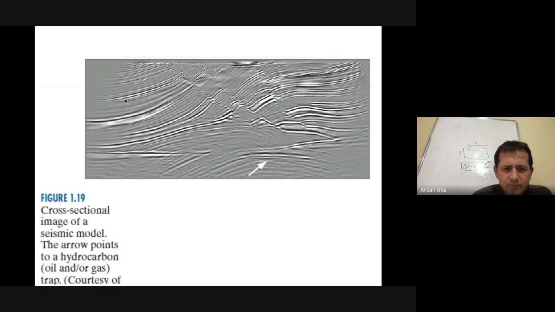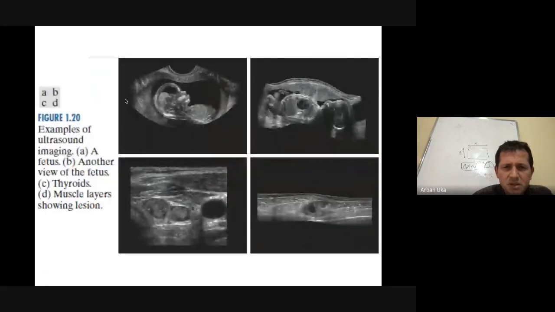Now, these are images of a seismic model. These are just another image.